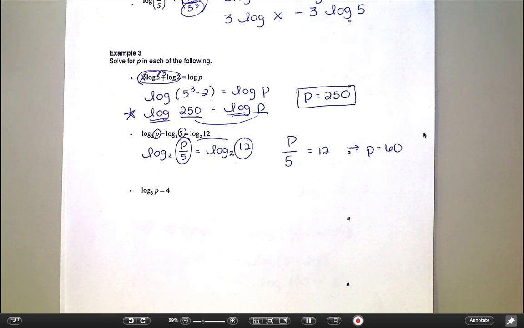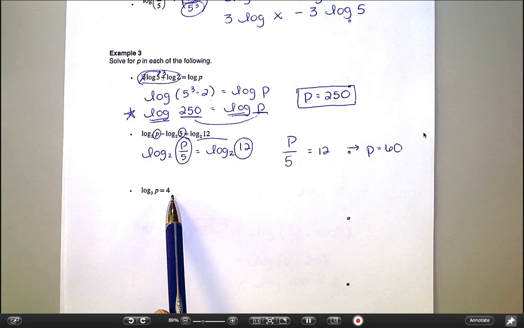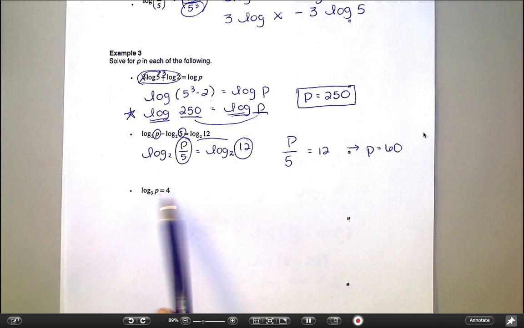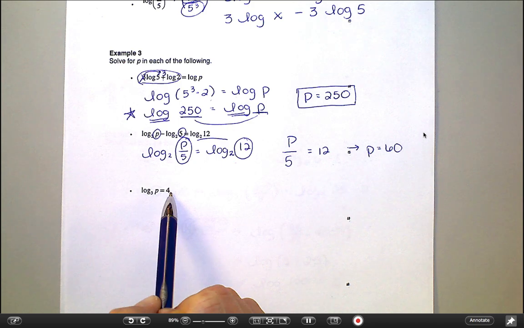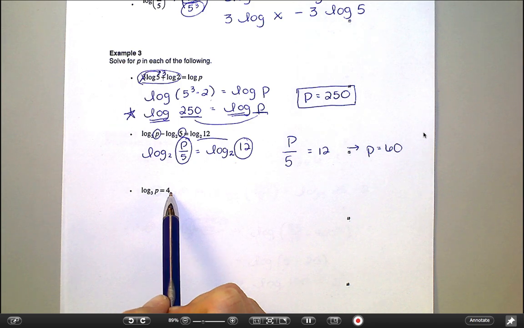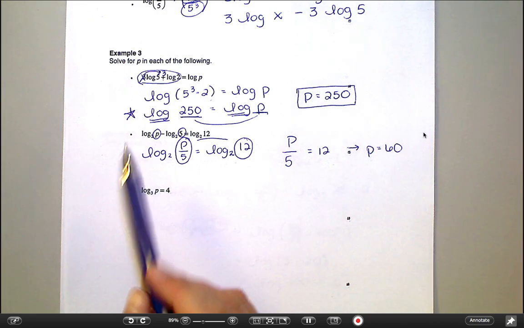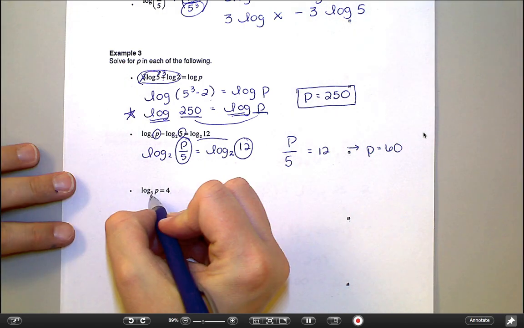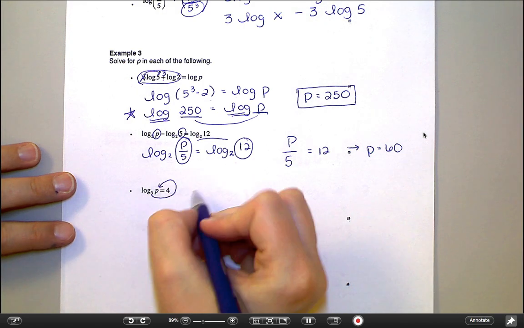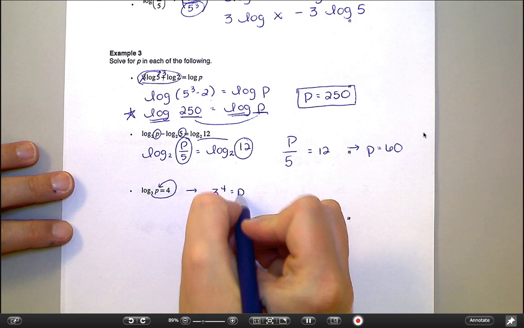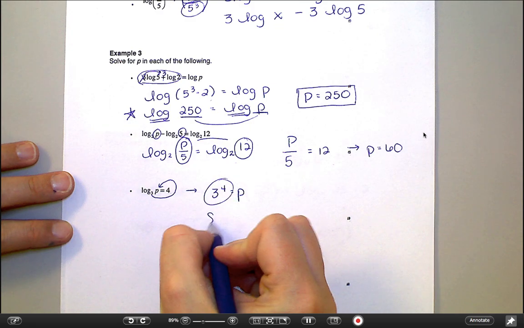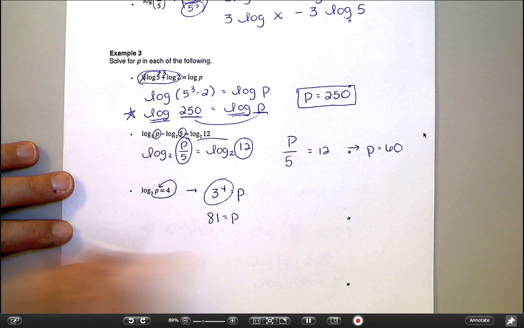Okay, and then last one, log base 3 of p equals 4. Now, if this was another log base 3 over here, then I could just say, well, p equals whatever log base 3 of is over here. But this one doesn't have a log on the other side. So this is probably a situation where I need to get this back in exponential form to be able to solve it. Okay, so I'm going to do this, and I'm going to say, okay, this really says 3 to the power of 4 equals p. And then I know what 3 to the 4th is. It's 81. So 81 equals p. Okay.